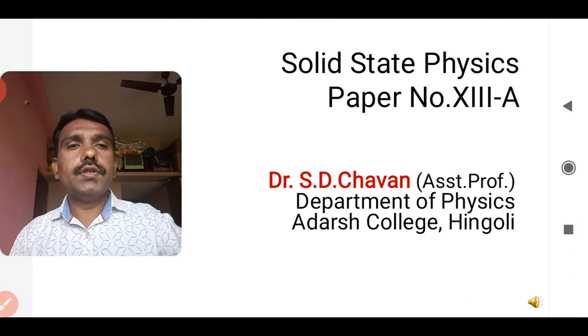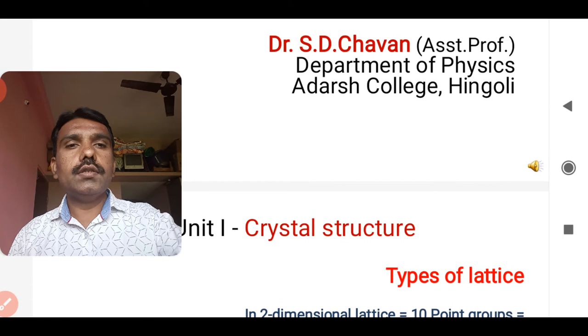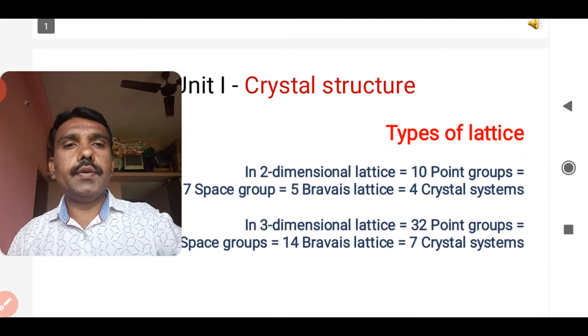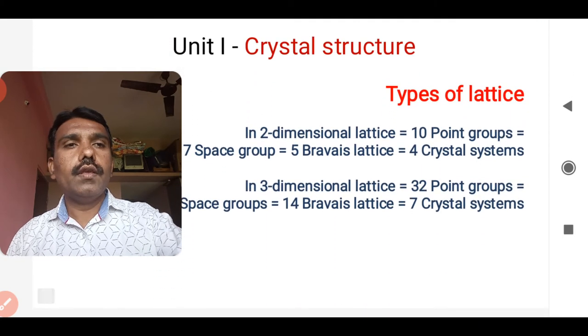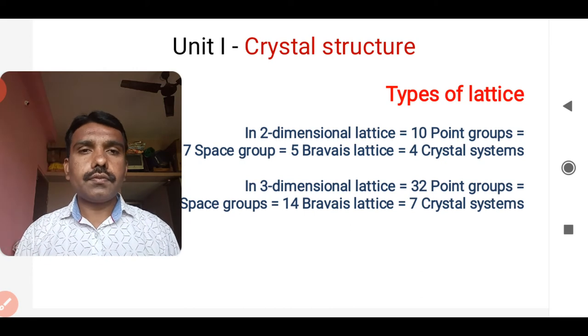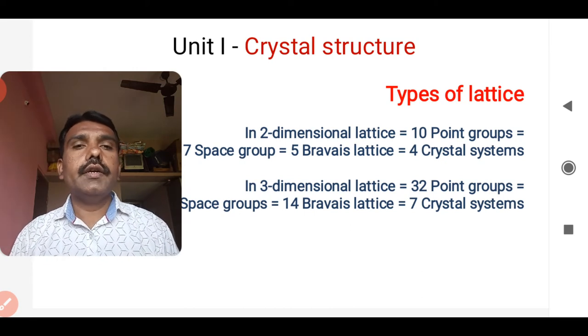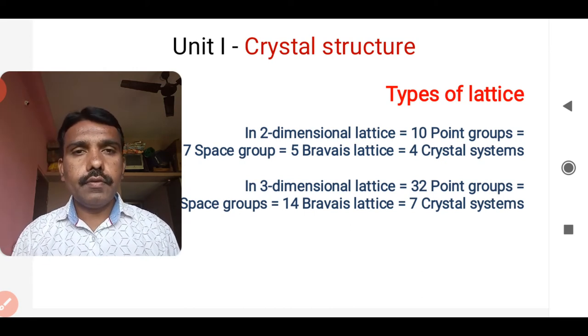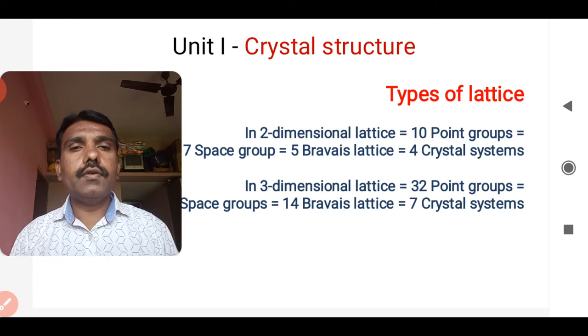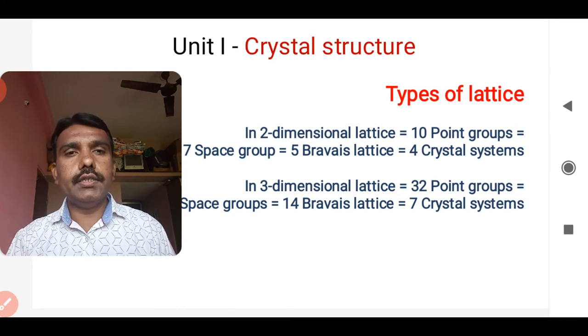In the previous session, we saw the types of lattices, and the important factors in the two-dimensional and three-dimensional Bravais lattices. We saw exactly what is meant by Bravais lattices, and the two-dimensional Bravais lattices in detail.